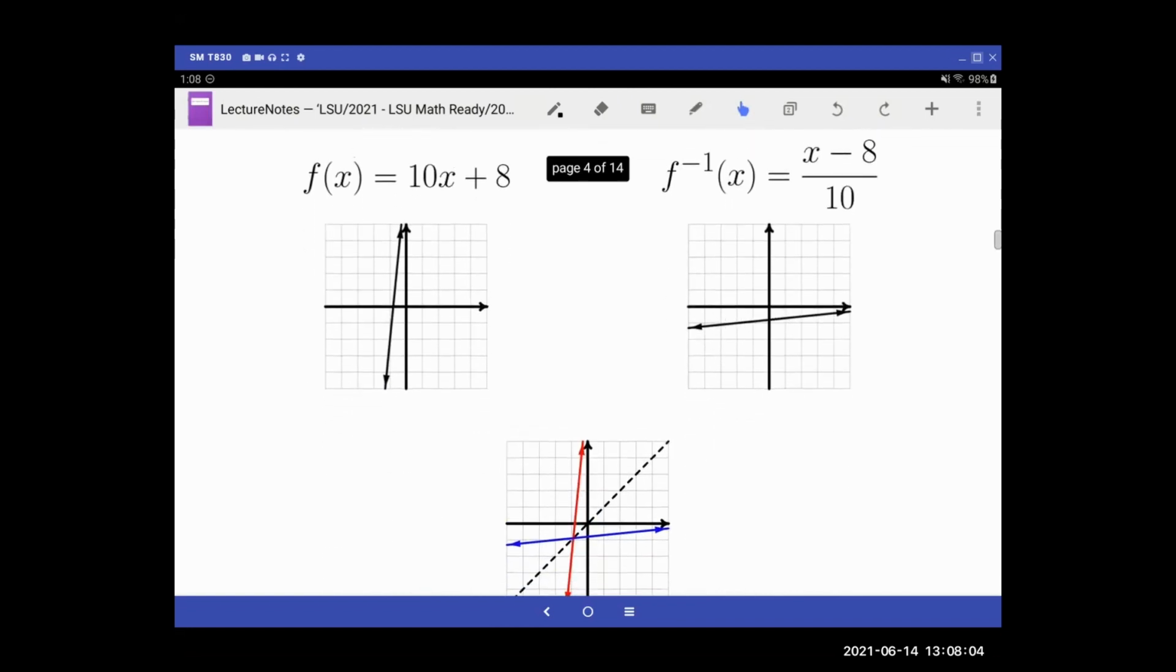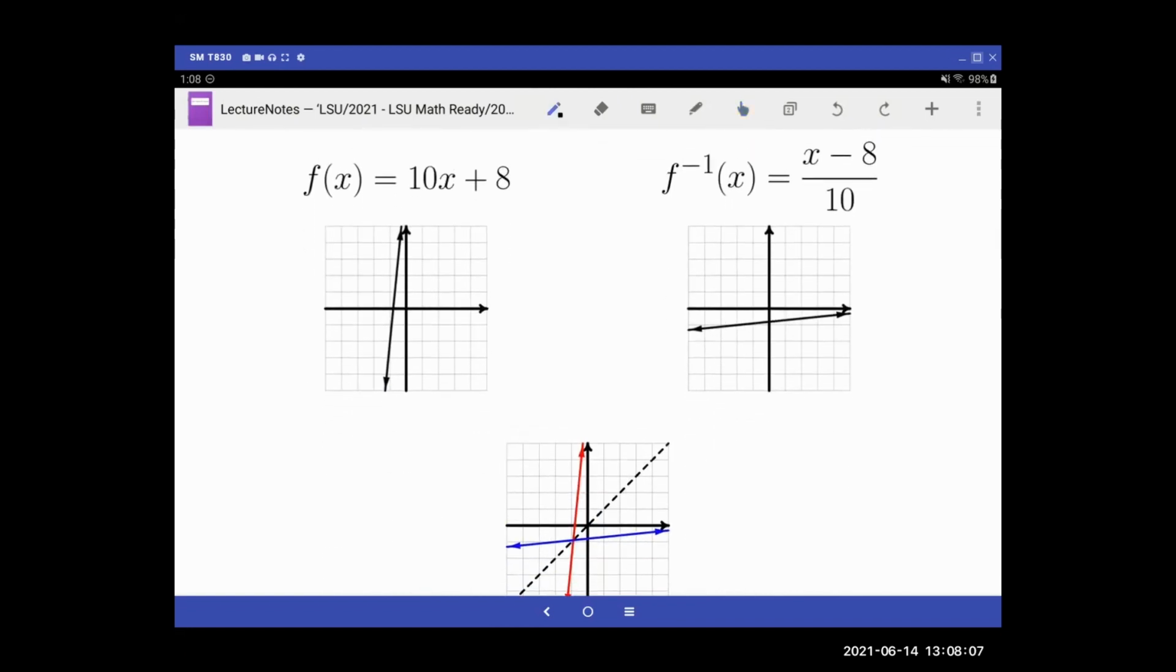Okay, so here are the graphs of the two equations. f of x is 10x plus 8, which is, of course, this graph right here. It's a very steep line, right? And then we have this one right here, which is the graph of the inverse function.